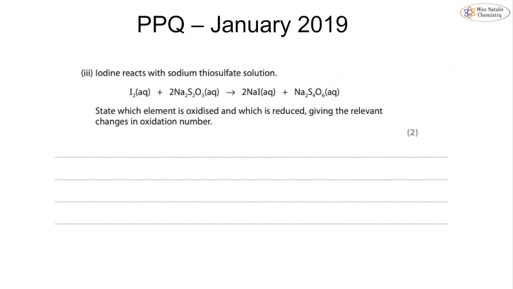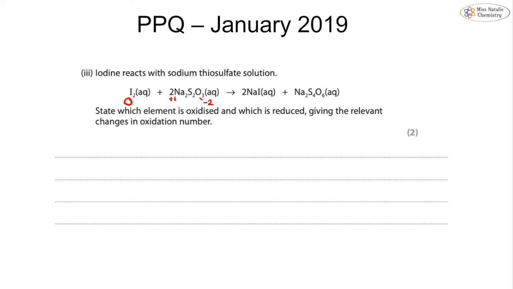And in this question, iodine reacts with sodium thiosulfate solution. State which element is oxidized and which is reduced, giving the relevant changes in oxidation number. So let's work out the oxidation number of everything in this. So iodine is going to be 0 because it is uncombined. The sodium is going to be +1. My oxygen is going to be -2.